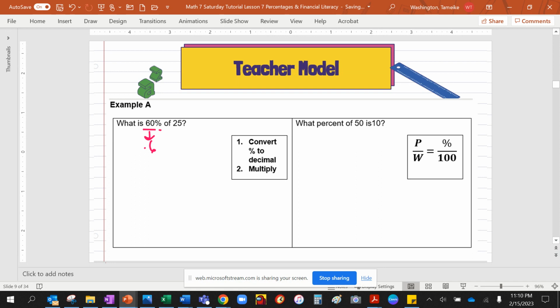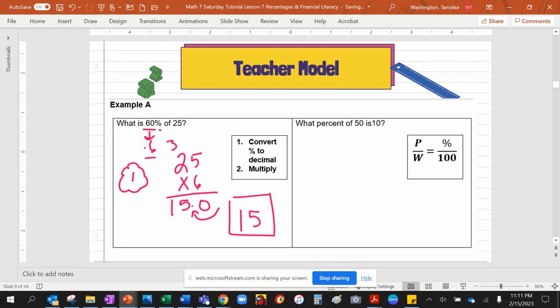The first step is to ignore the decimal. So that would mean 25 multiplied by 6. Then I need to identify how many decimal places my answer needs to have. Because 0.6 has one decimal place, my answer is going to have one decimal place. When I multiply 6 times 5, I get 30. 6 times 2 is 12, plus 3 is 15, so 150. One decimal place. My answer is going to be 15. So 60% of 25 is 15.